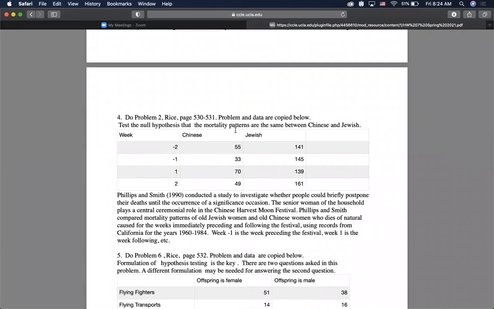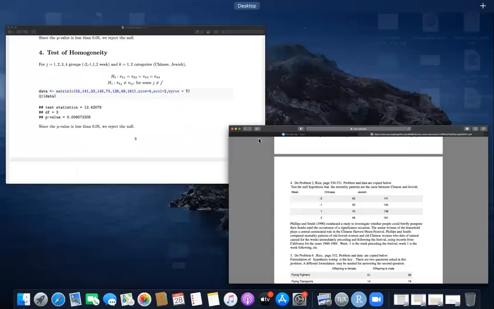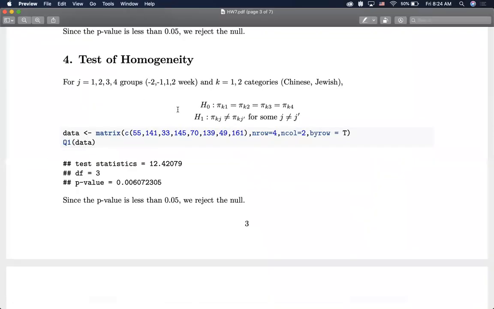For this one, again, this is the category. That's the K, and this is the different group. So you have these different weeks. So this is your J and this is your K. I think it's also like a transpose of what we've been using in the lecture. So make sure you identify the week, the group and the category correctly.